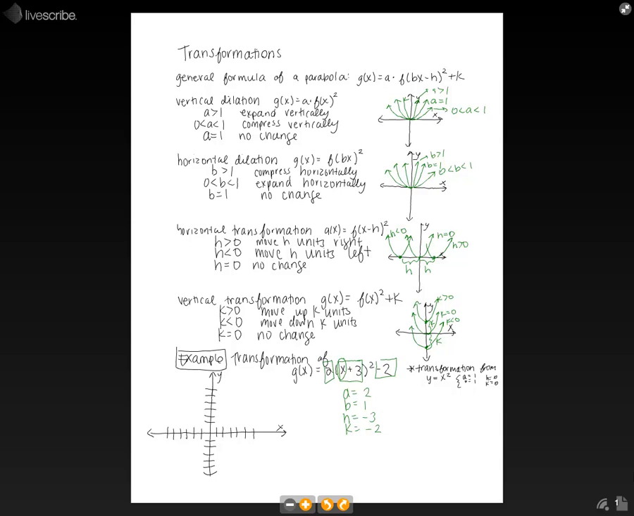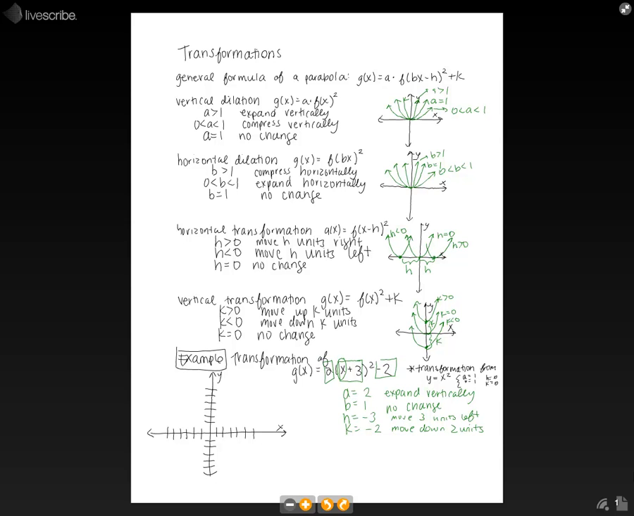So an a equal to 2 means a is greater than 1, so we're going to expand vertically. b equals 1 means no change horizontally for the dilation. A negative 3 for the horizontal transformation, so h is less than 0, we're going to move 3 units to the left. And a k of negative 2, which is k is less than 0, we're going to move down 2 units.